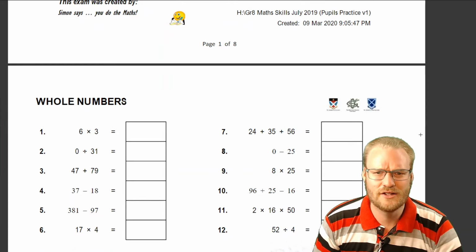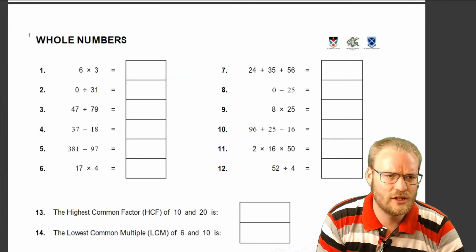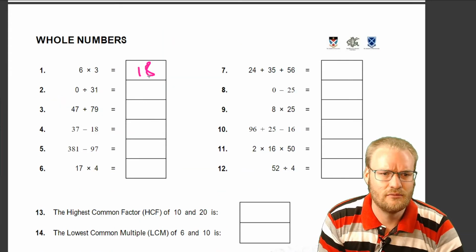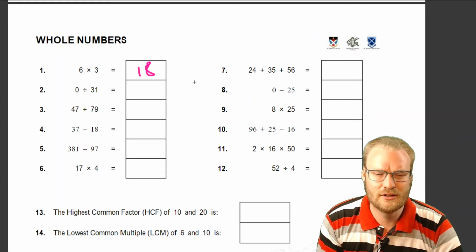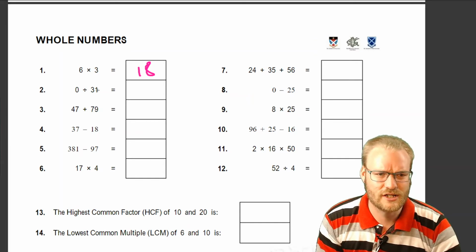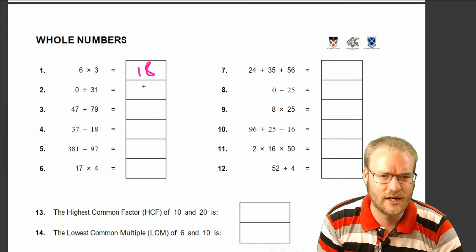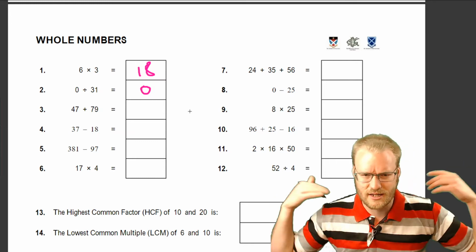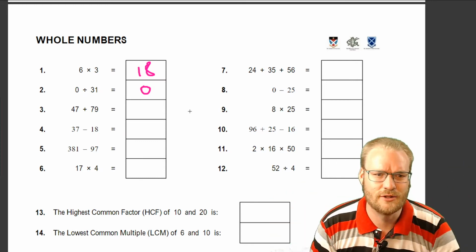Okay, so here are the types of question we're looking at. Whole numbers. 6 times 3, 18. Oh, whoopsie. But you see, that wasn't too long at all. 0 divided by 31. Well, 0 divided by anything, 0. If I've got 0 Smarties, I'm dividing by lots of people. Each person gets 0.